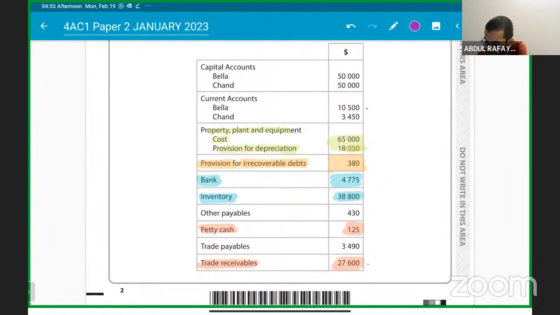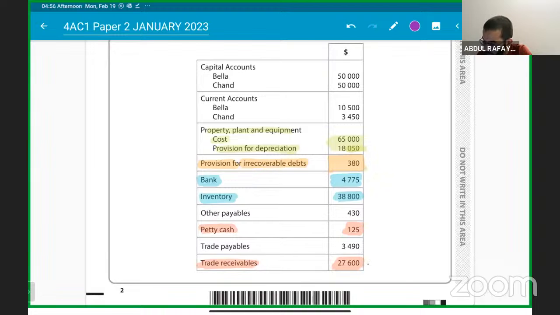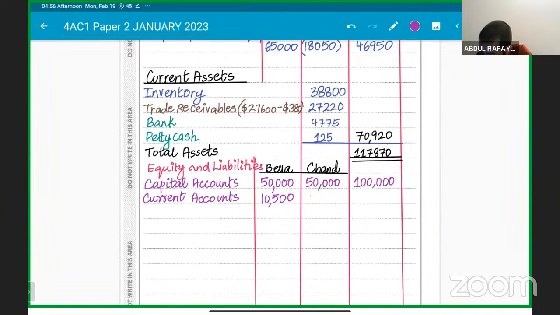If we talk about the current account, we have both of the current accounts positive. So we have 10,500 and 3,450 as well for Chand. Getting it clear? Understood? So it will be 10,500 plus 3,450. I got it as 13,950 as the answer. For the current account, I added both of them.